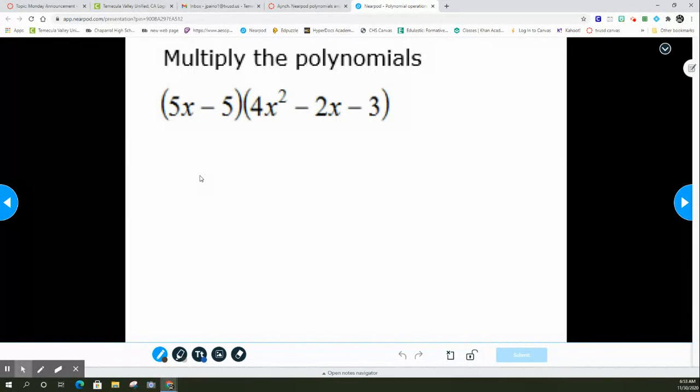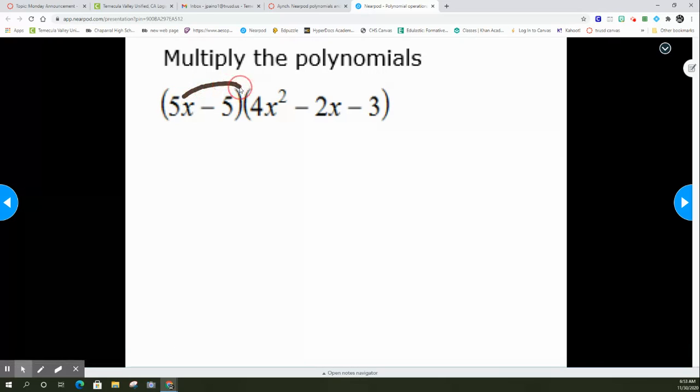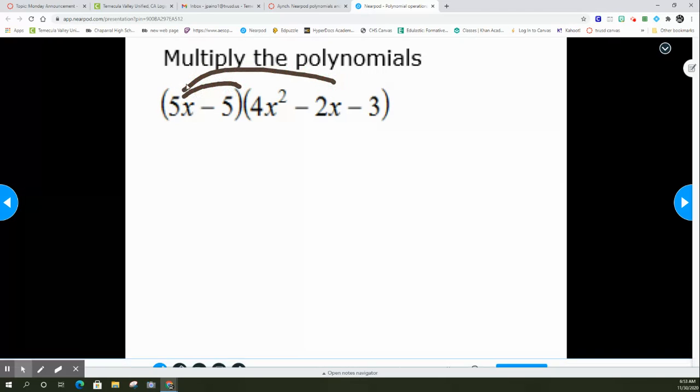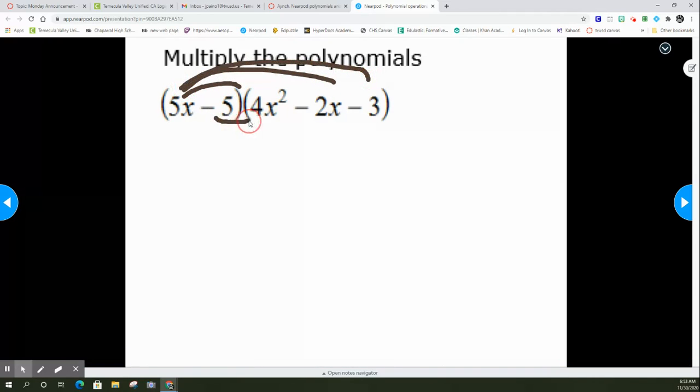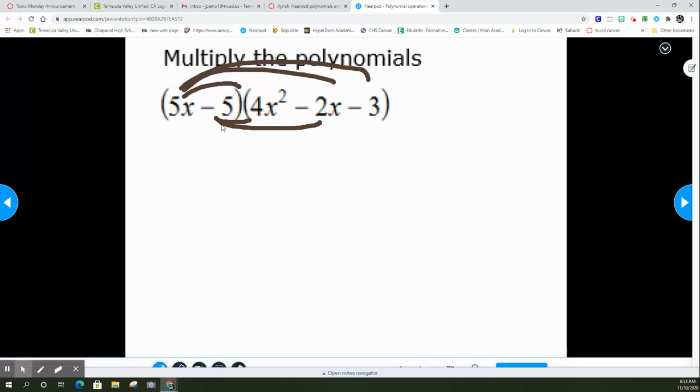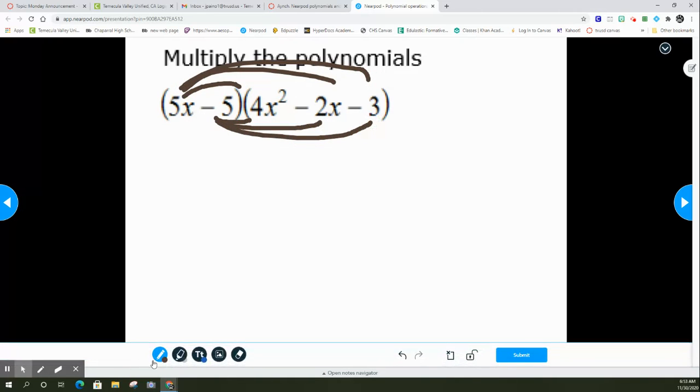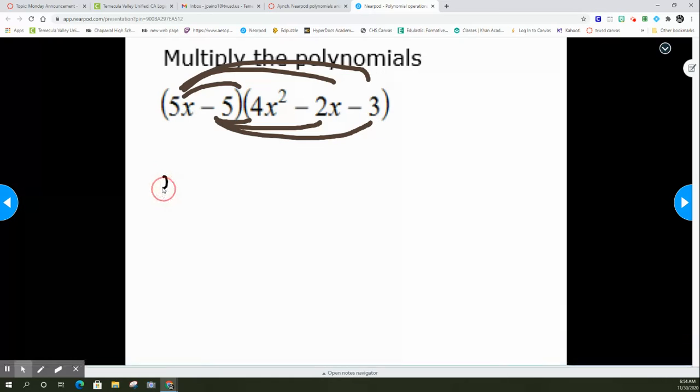All right, now we're moving to multiplication. So again, double distribute is a good way to remember. I've got to distribute this 5x to everything, and then I've got to distribute the negative 5 to everything. So if I do that, 5x times 4x squared is 20x cubed.